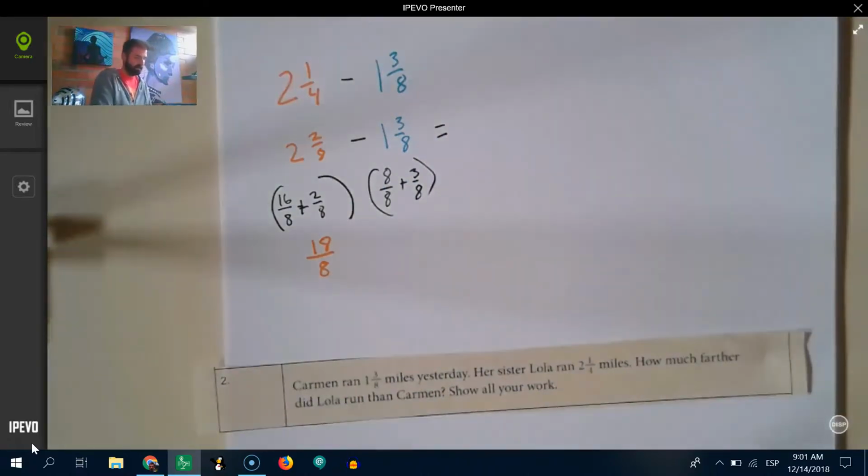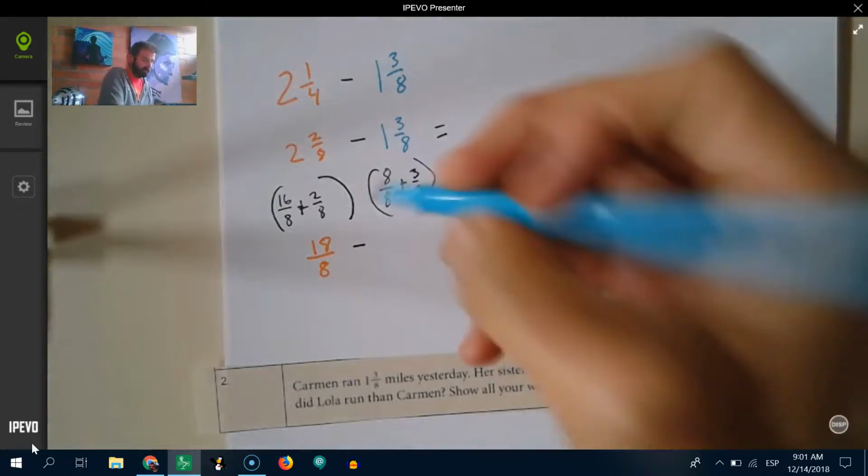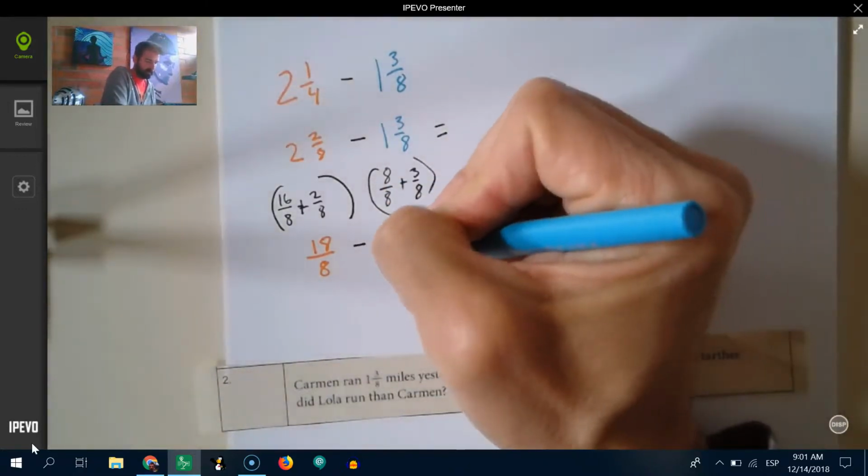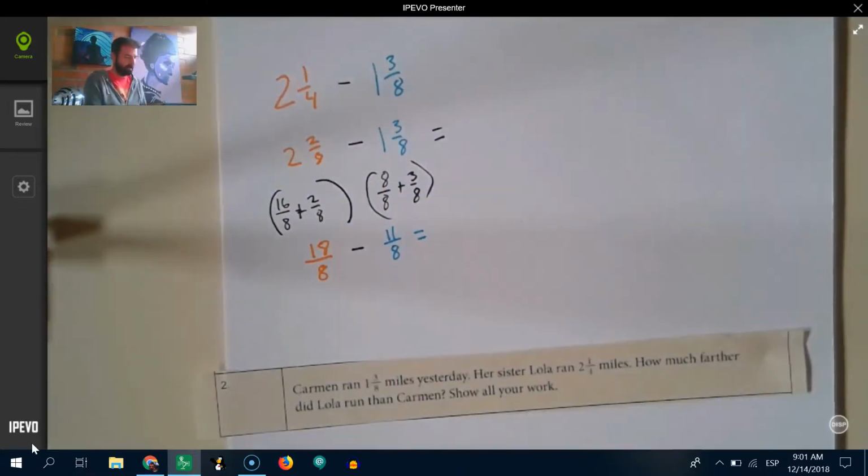All together now, my new fractions are 18/8 minus 11/8 to give me 7/8.